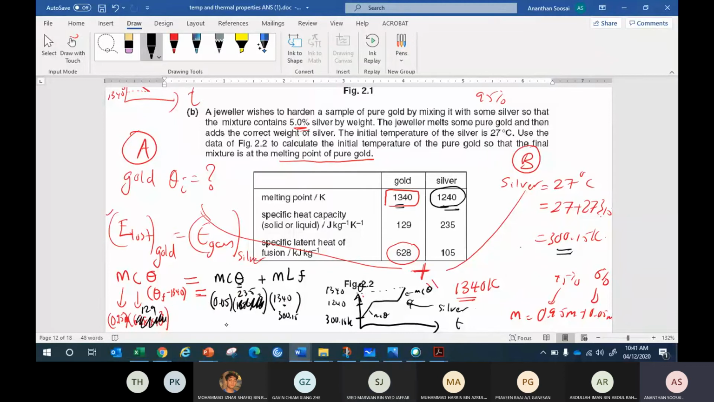Then finally plus m again for the silver, which is 0.05 times L_F. L_F is the latent heat of fusion for the silver. And now 105, so you put 105 times 10 to the power of 3. So this is the equation you're supposed to write. Then you rearrange, and you can find the final temperature.